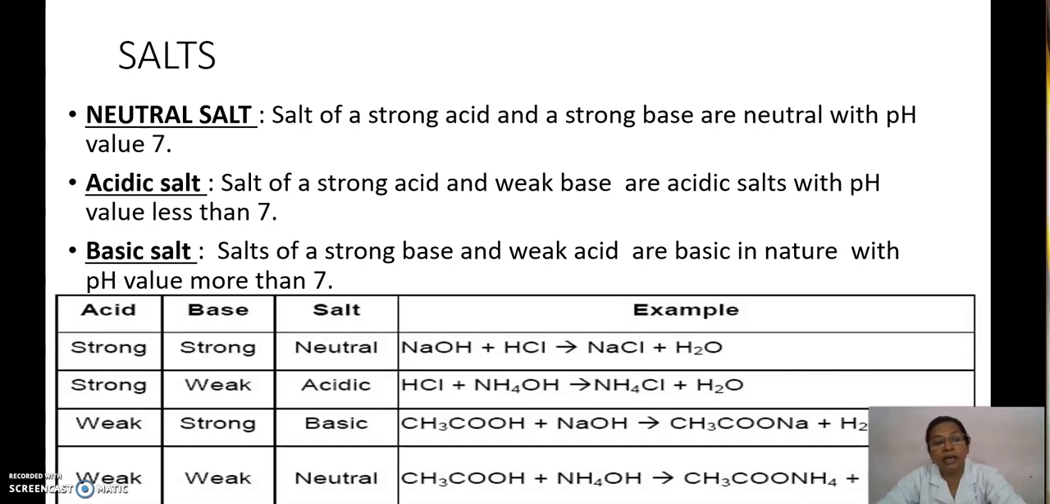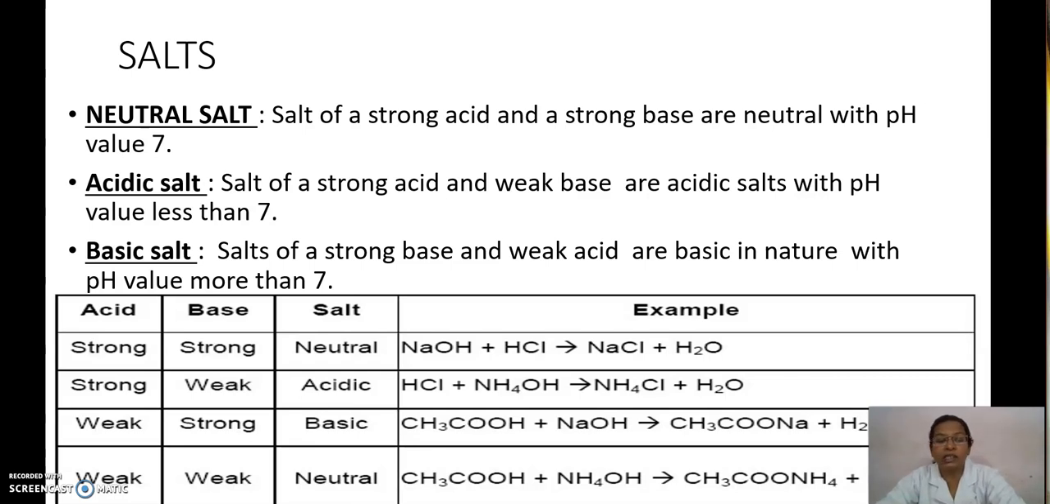And the next, third case, basic salt. A weak acid is combining with a strong base. Here the weak acid is CH3COOH, acetic acid. Acetic acid is combining with a strong base, sodium hydroxide, and the product is sodium acetate. That is an example for a basic salt, because sodium hydroxide is stronger than the acid. So sodium acetate is a basic salt.